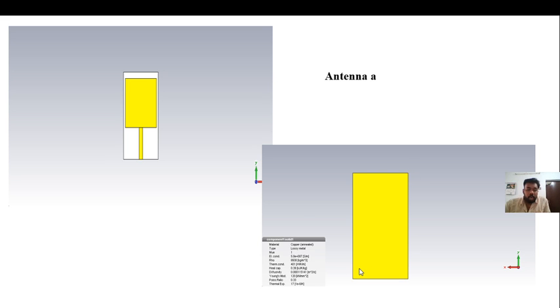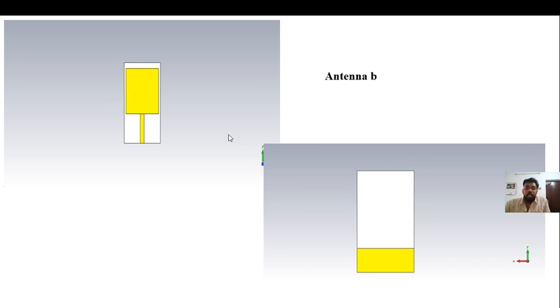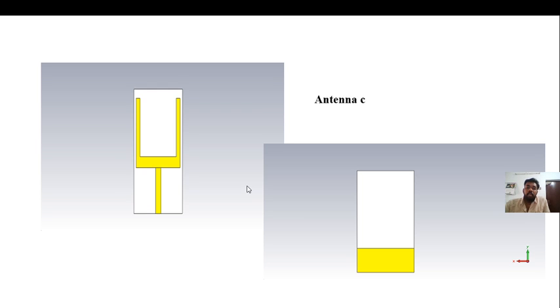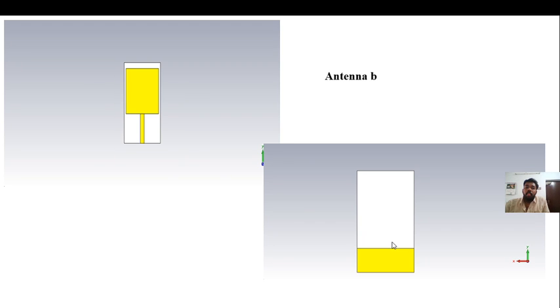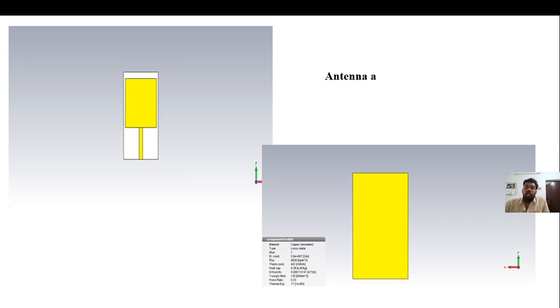ground, a full ground. And in antenna B, that full ground is reduced to half, that is 3 by 4. The length of the ground is calculated as 8. In antenna C, we are going to cut a U shape, and in antenna D, we are going to include 2 rings. This is what we are going to see in detail in this design.